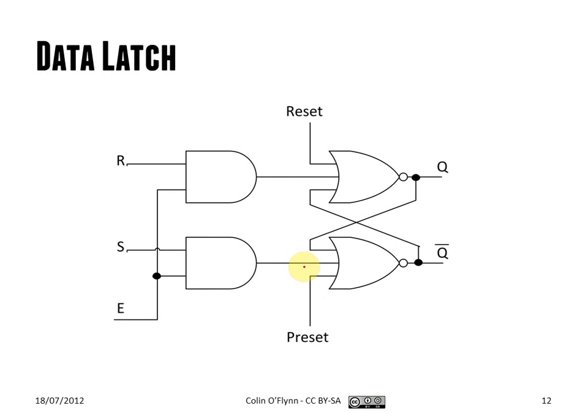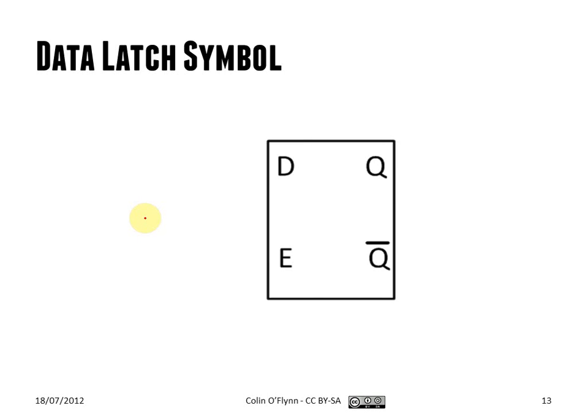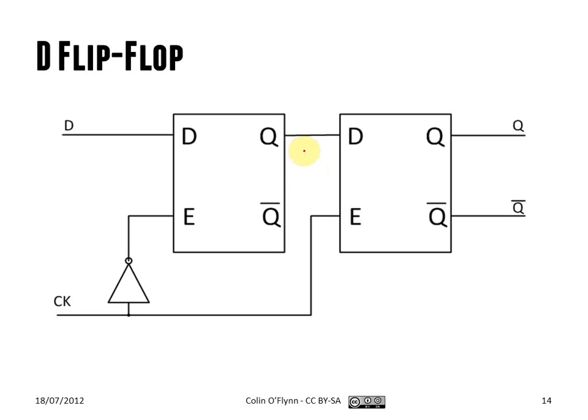And we'll make a data latch by just adding a NOT gate. So if the input goes to 1, 0. And the data latch means that we avoid this problem I had mentioned before, where if R and S are both 1, the output's not anything good. So that's the symbol for it.